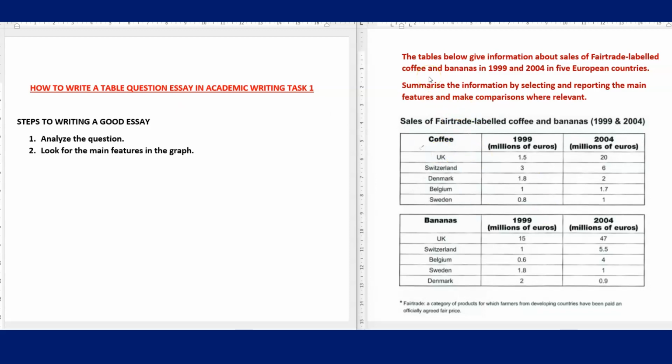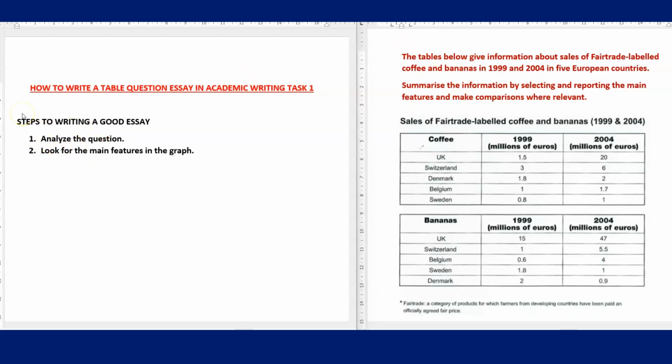So this practice question is a table. It says that the tables below give information about sales of fair trade labeled coffee and bananas in 1999 and 2004 in 5 European countries, and that we have to summarize the information by selecting and reporting the main features and make comparisons where relevant. So this is the question given to us, and that is what we are going to do.